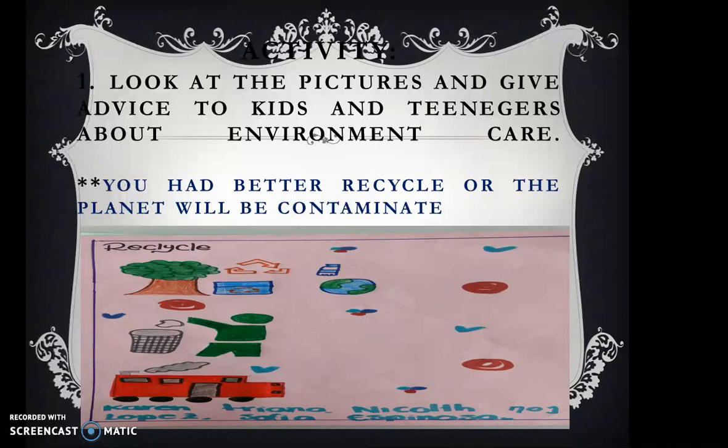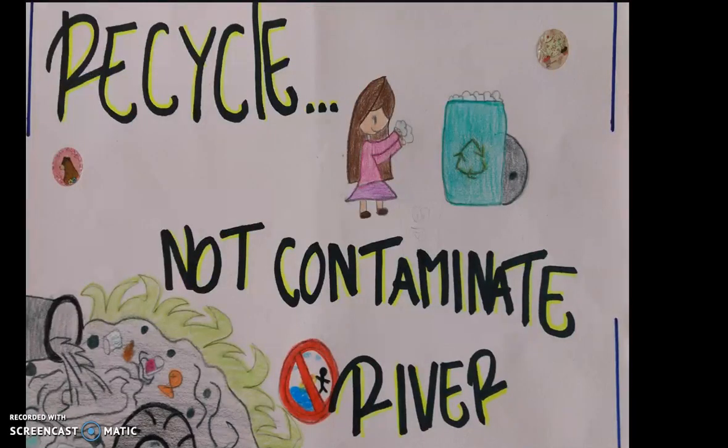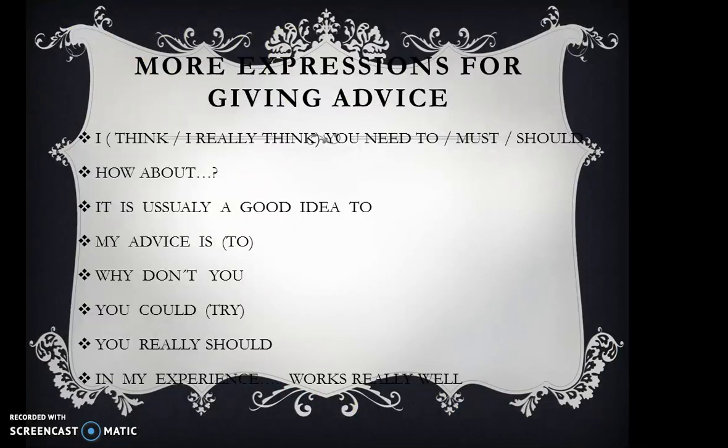Now, look at the pictures and give advice to kids and teenagers about environment care. This is the activity for today. For instance, look at the picture and make a sentence. Maybe, you had better recycle or the planet will be contaminated. In this part, you are going to find some pictures. And with these pictures, you are going to make some sentences.